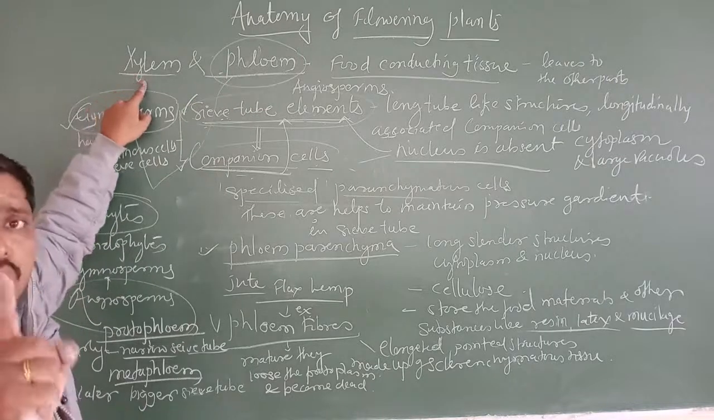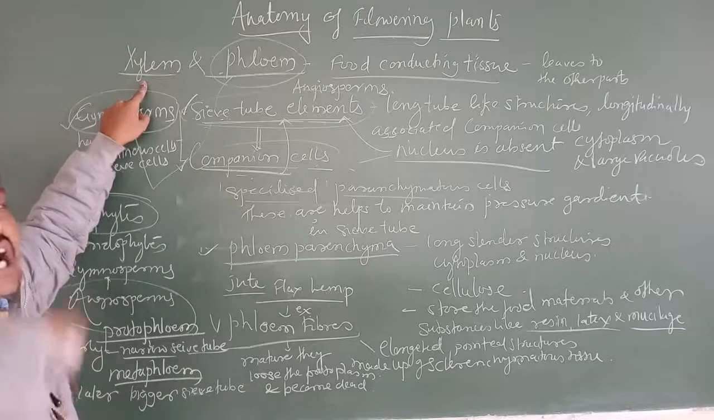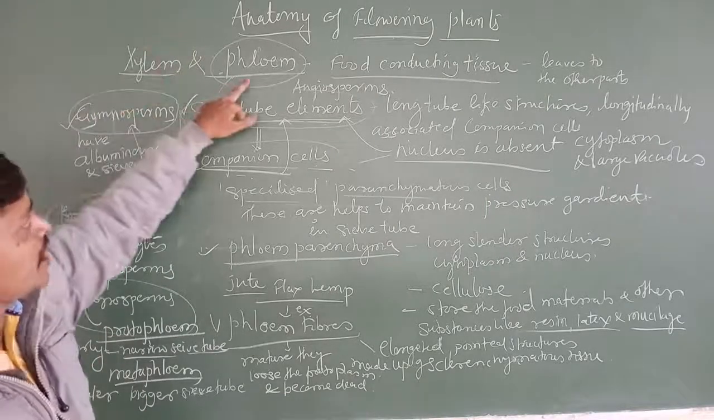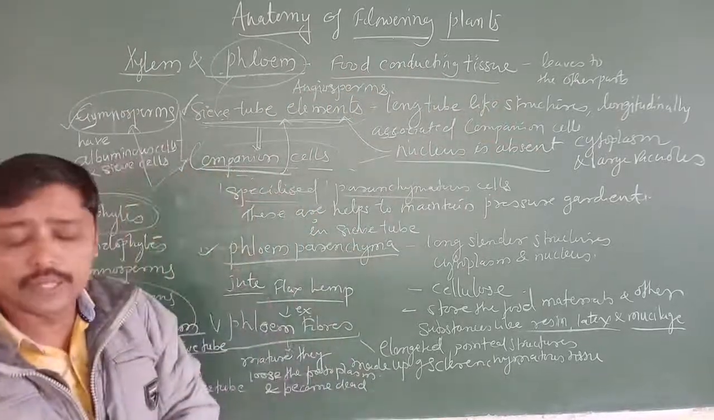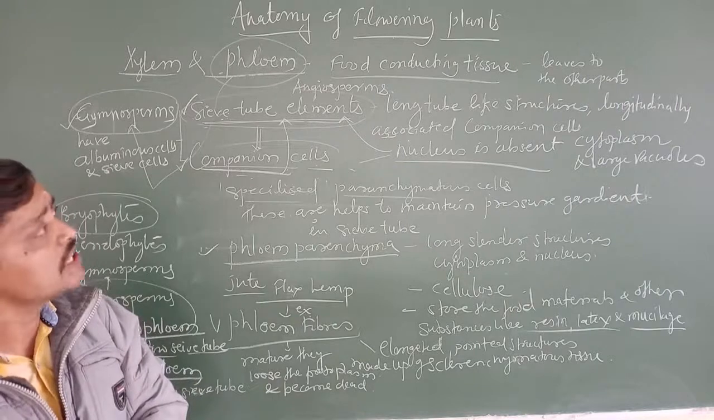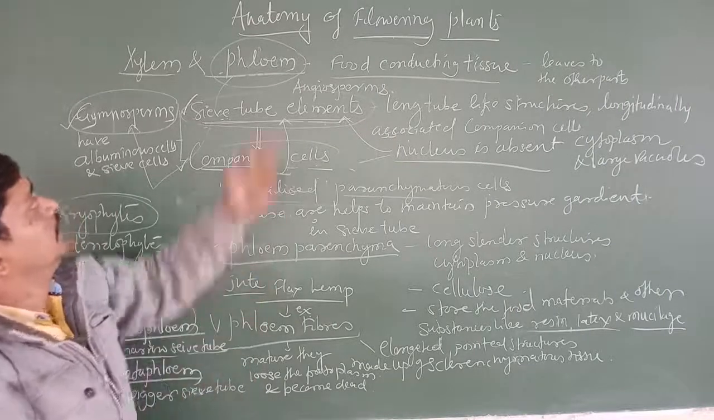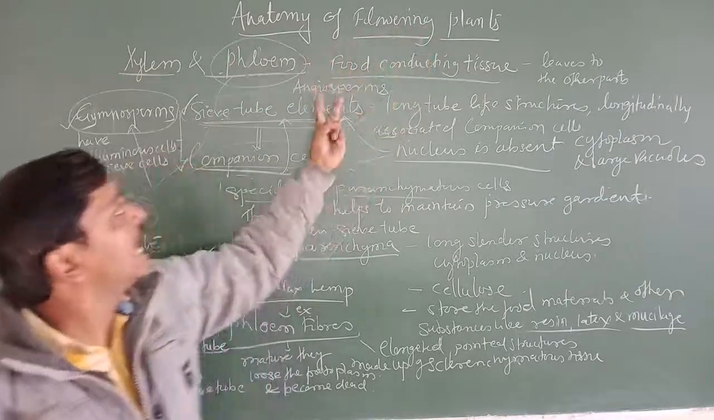The xylem is a water conducting tissue, which absorbs the water from the roots and supplies it to the other parts of the plant like stem and leaves. Phloem is a food conducting tissue, which transfers the food from leaves to the other parts of the plant. Now we are going to start discussing the phloem in flowering plants, in the sense angiosperms.